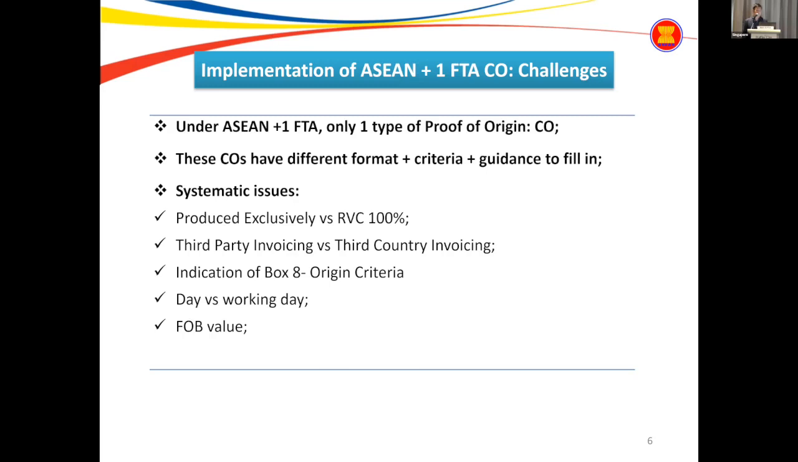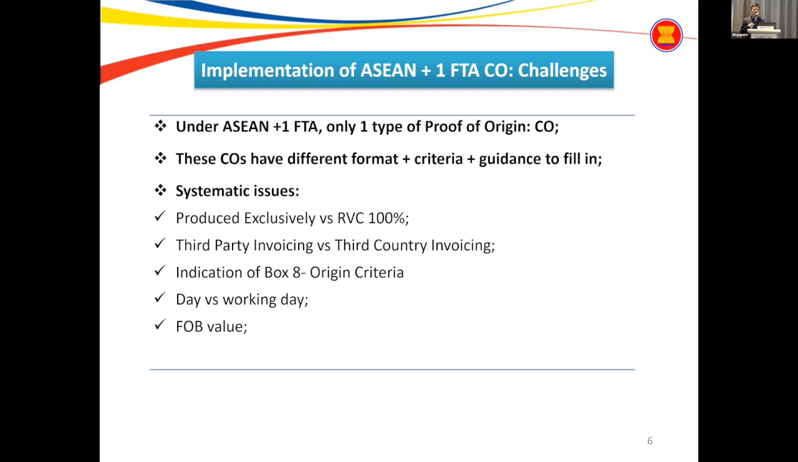For example, produced exclusively with RVC 100%. RVC 100% is actually the same as produced exclusively. You can tick it in the CO form, but why is it a problem? Because in some FTAs we don't have the criteria of PE. We only have WO, the general rule of RVC 40 or CTH, and the product specific rule.